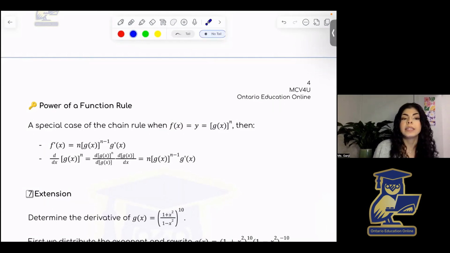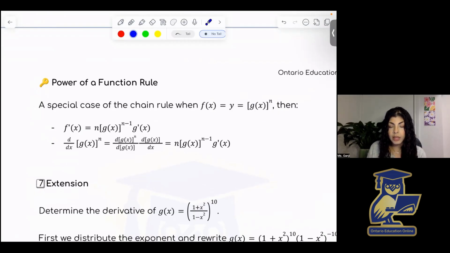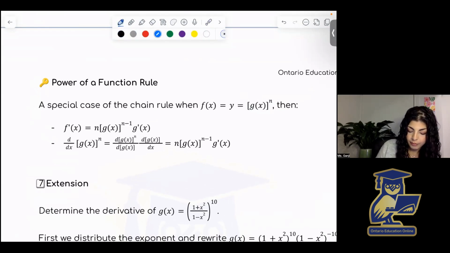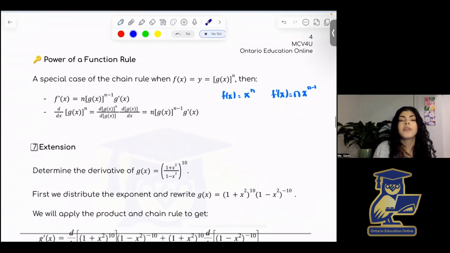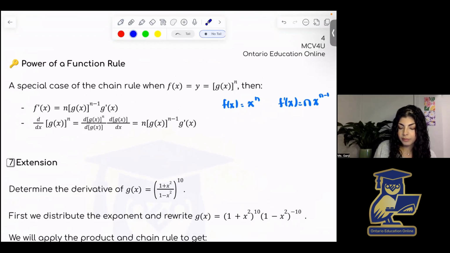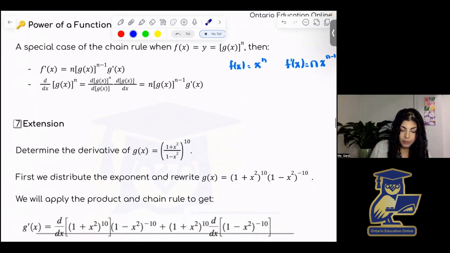Okay, and yes, so there's that connection there now with power of a function rule. We had seen it before, so now we're just making the connection that this is the same as the chain rule, where our outer function is x to the power of n, and our inner function is g of x. So f of x is x to the n. Then by power rule, we have n x to the n minus 1. And then because of chain rule, we have our input as g of x, and then also find the derivative of g of x.